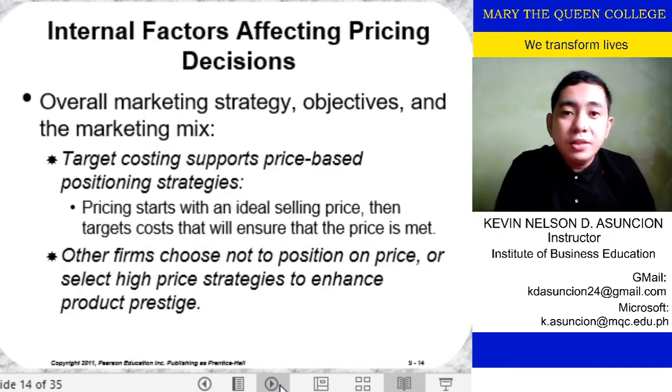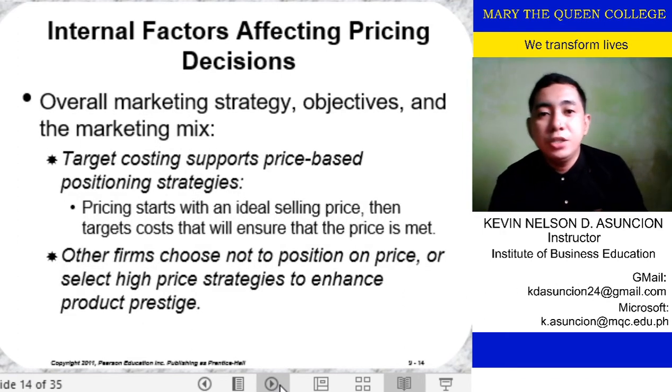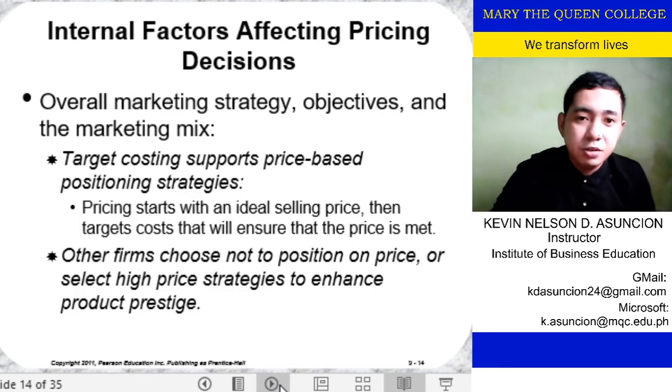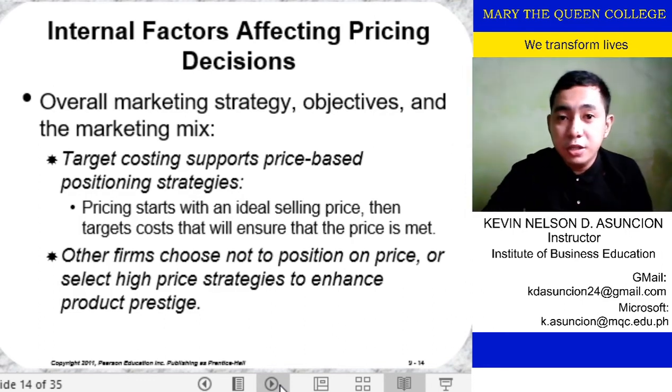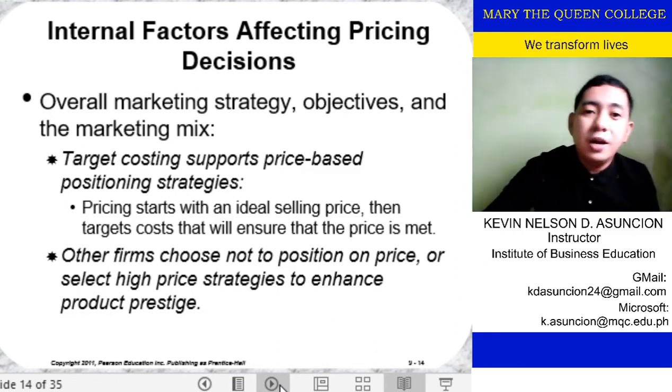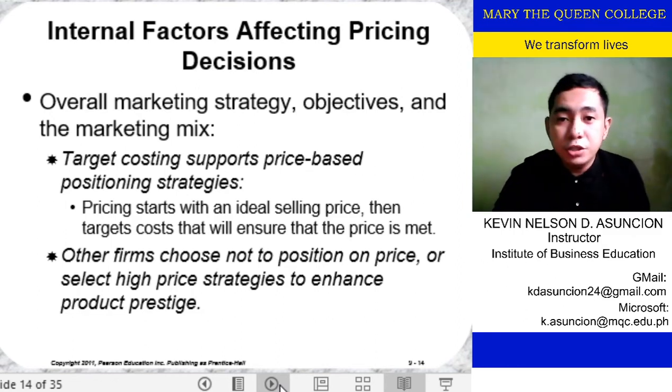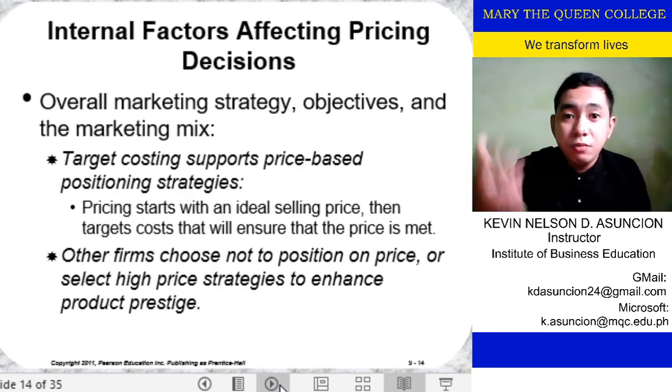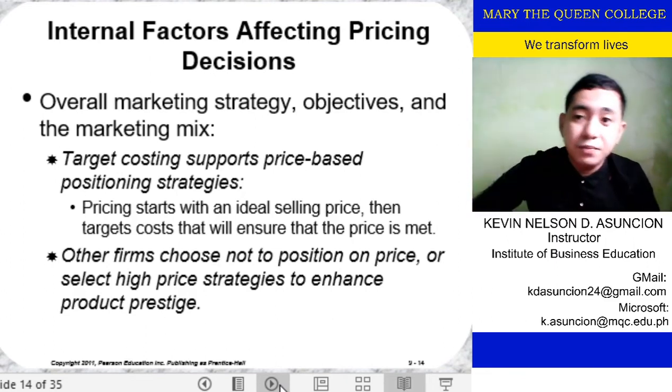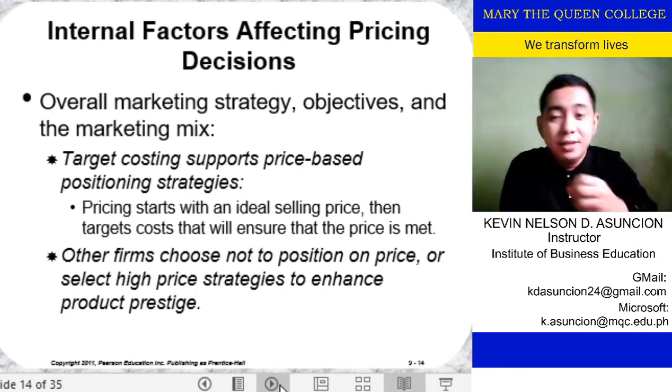So there are internal factors affecting pricing and decision, the overall marketing strategy, the objectives, your target costing supports price based and positioning strategy. Pricing starts with an ideal selling price, then target cost that will ensure that the price is met. So other firms choose not to position on price or select high price strategy to enhance product prestige. But again, we go back to the value that they can get from the brand, no?